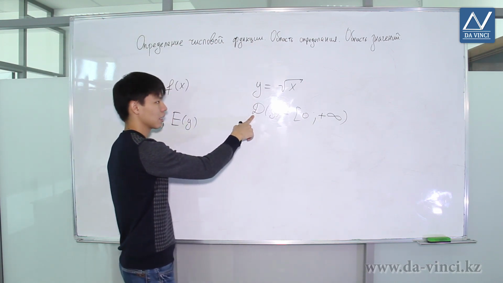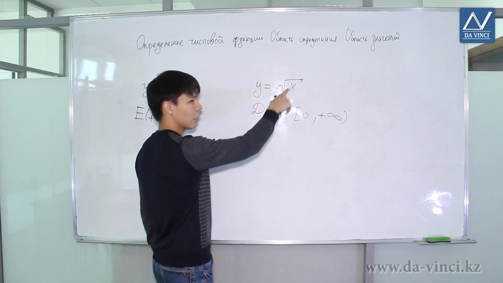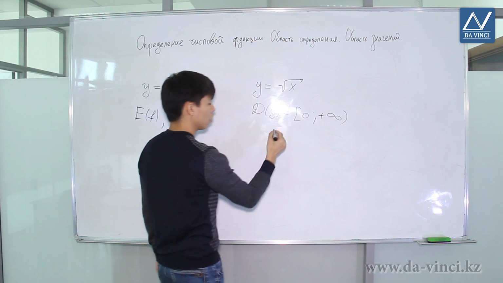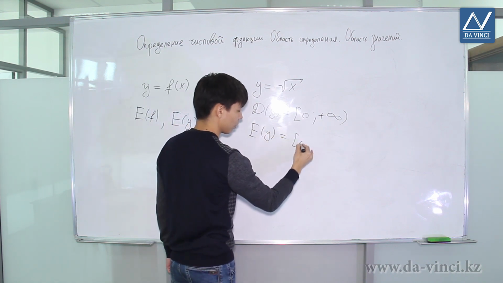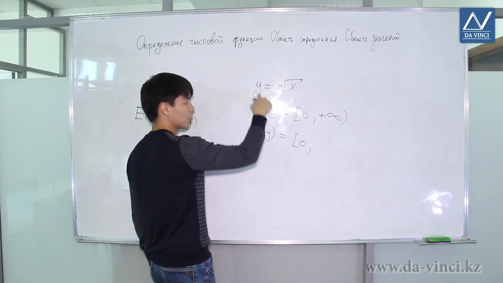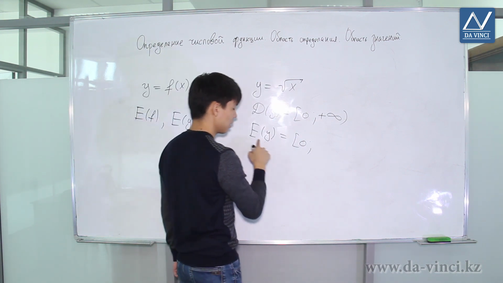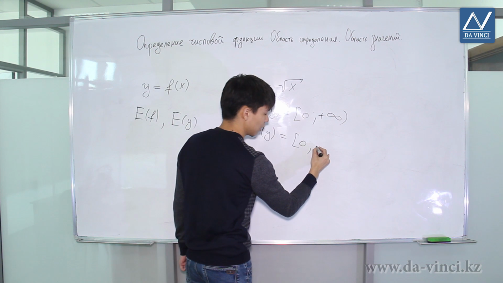But what will be the range of values? Since we have this root and the root is a non-negative number, then E of y has the minimum value 0, and then y will increase indefinitely with the growth of x. So the range will be from 0 to plus infinity.